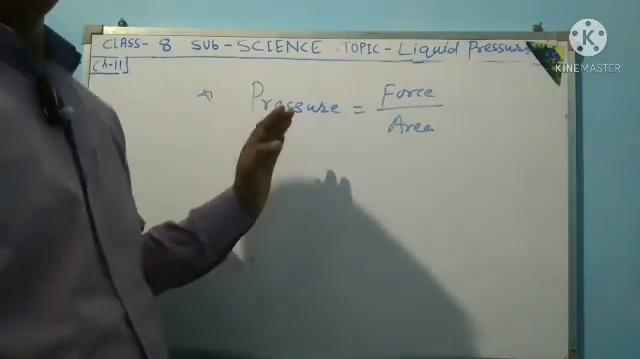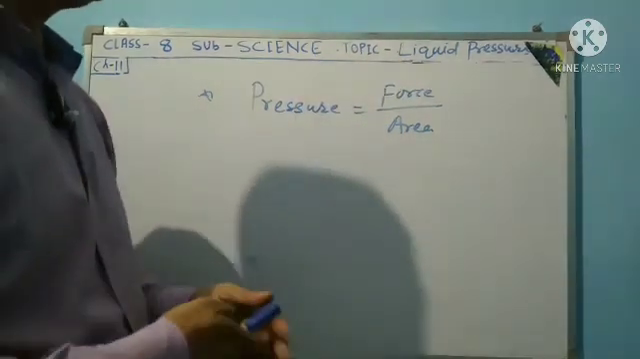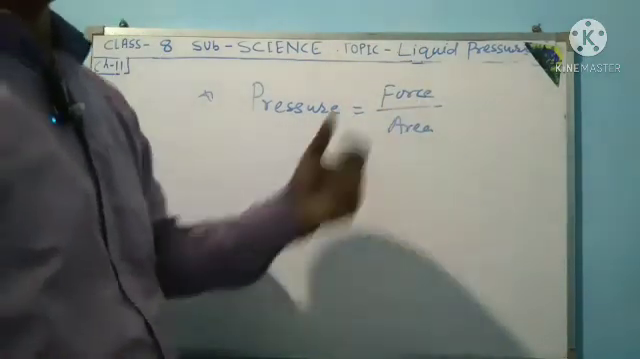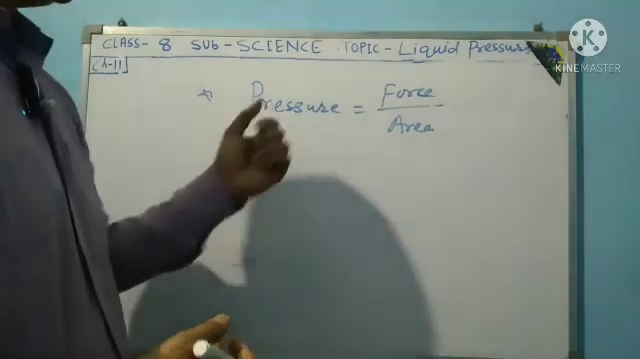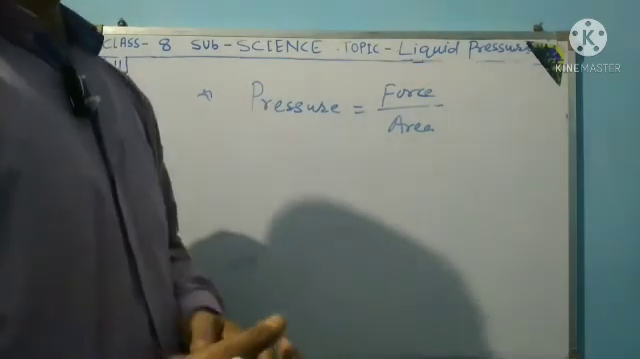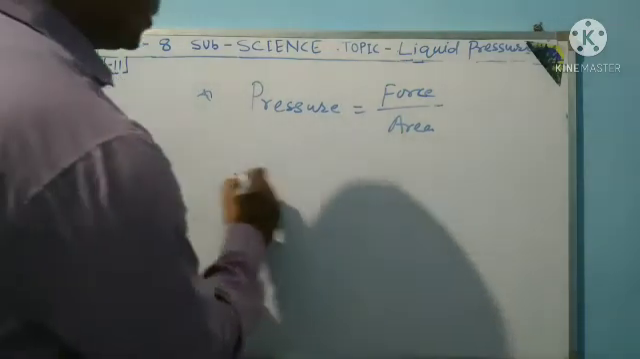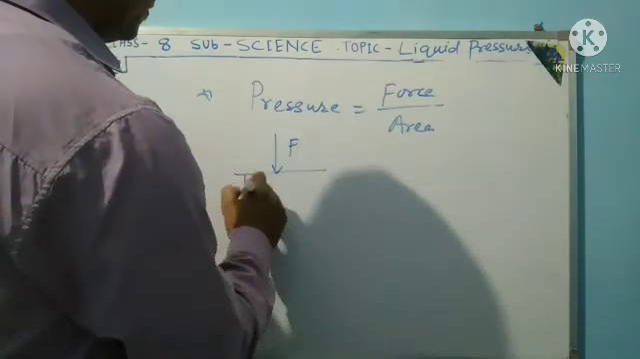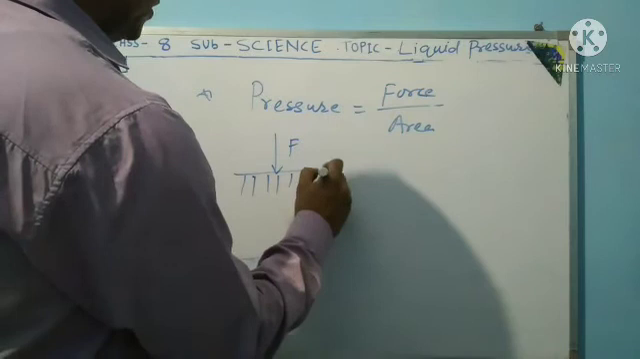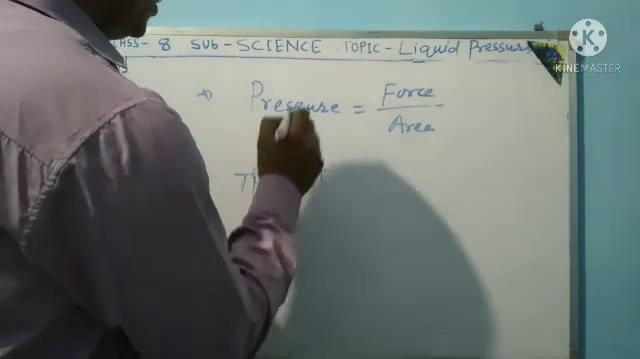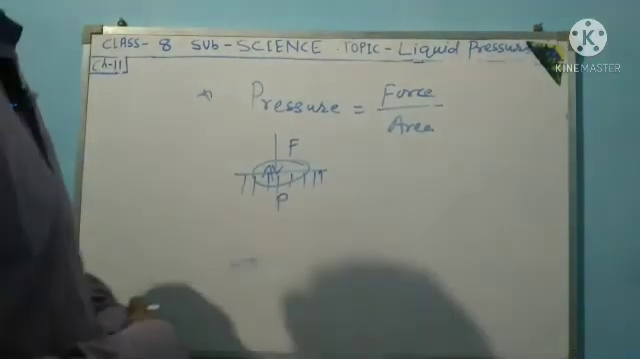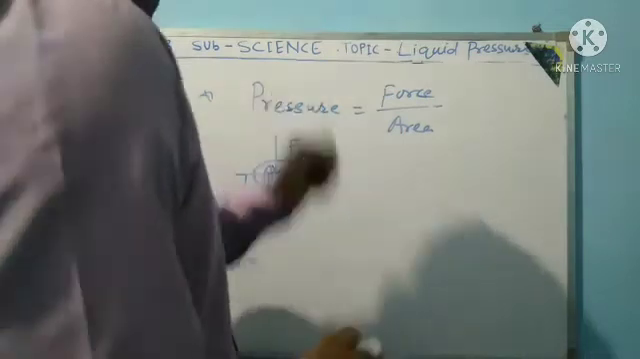The force acting on a unit area of a surface is called pressure. Means force on that unit area, that is P, pressure, that is force per unit area.